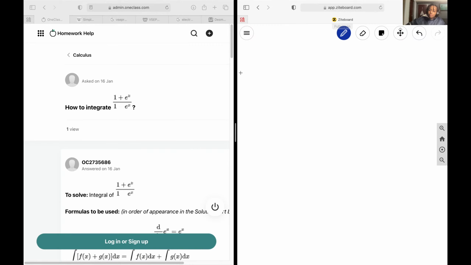Next up, we want to integrate (1 plus e to the x) over (1 minus e to the x) dx. And what we are going to do for this question is we're going to make the substitution that u is equal to e to the x. That means du over dx is equal to e to the x, which is u, which means that we can state dx is equal to du over u.